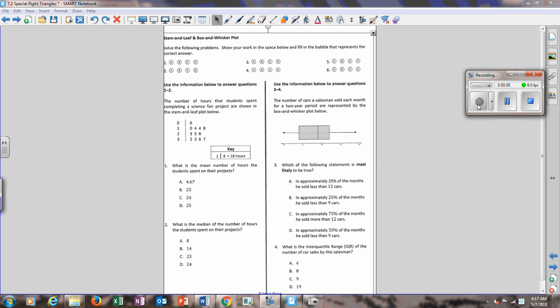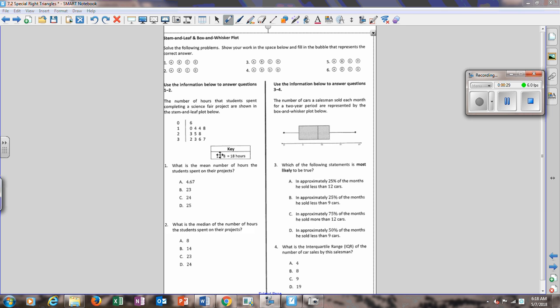Alright, stem and leaf and box and whisker plot. I decided to switch it up a little bit and just help you with your actual packets. You should actually try to do these with me. As we look at stem and leaf, you did this in probably 6th or 7th grade, but you have 0 on this side and 6 on this side.